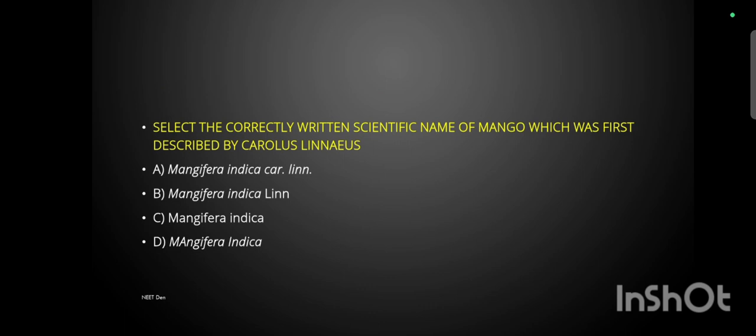Question. Select the correctly written scientific name of mango which was first described by Carolus Linnaeus. Option A, Mangifera indica Carlin. Option B, Mangifera indica Linn. Option C, Mangifera indica. And option D, Mangifera indica, with both the first alphabets capital. So the correct option is option B.